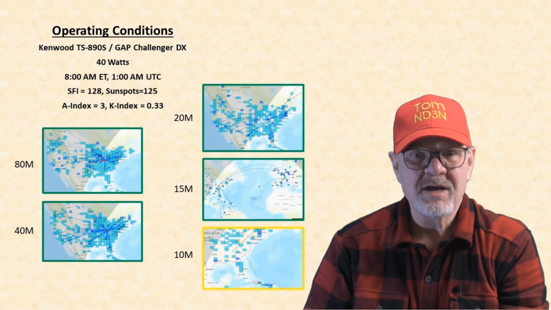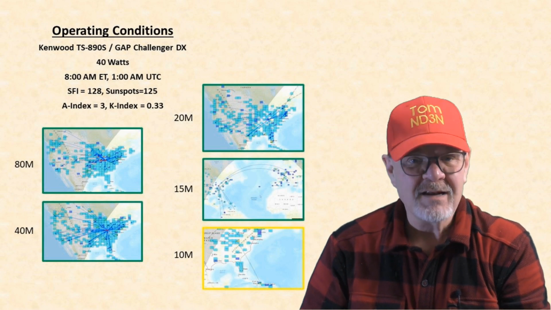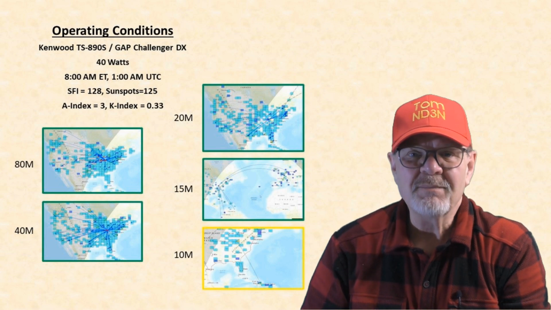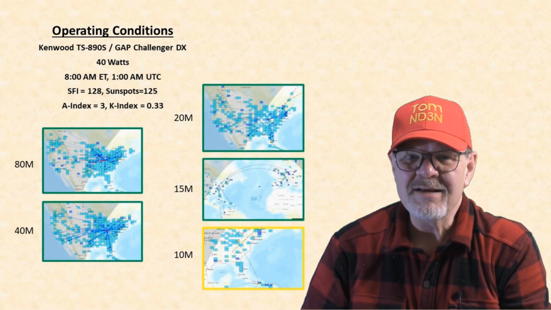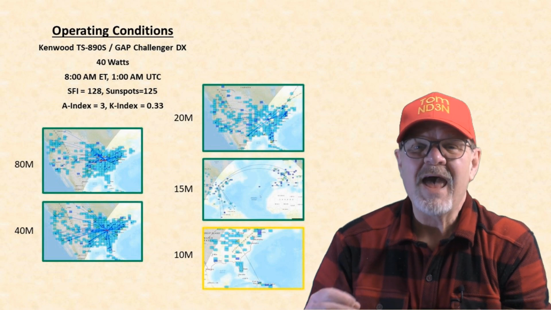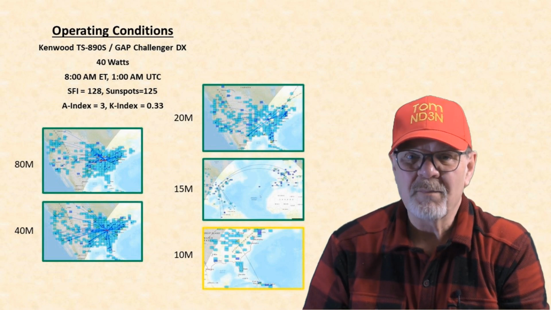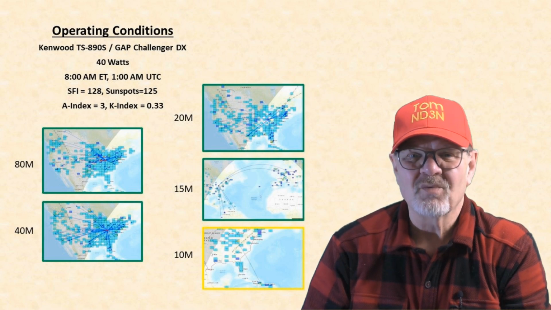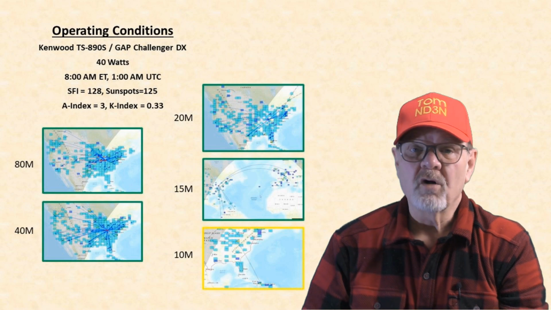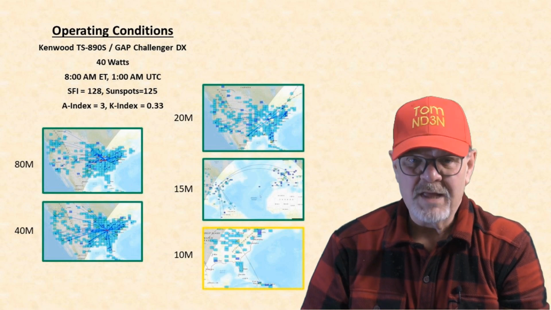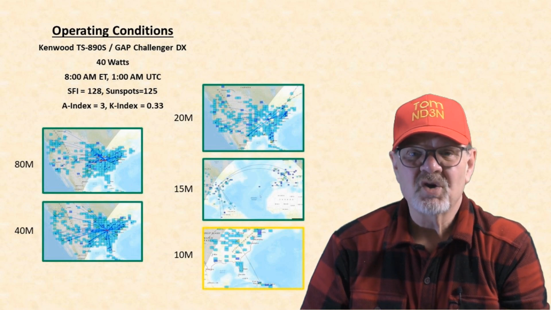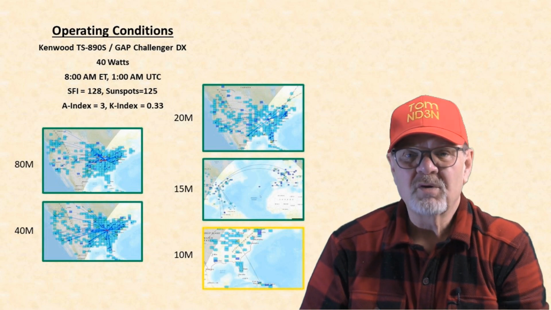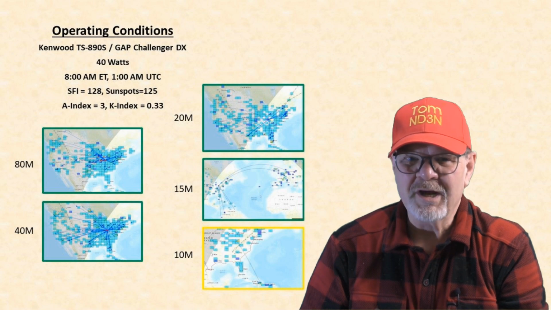At 8 a.m. Eastern or 1 p.m. UTC on Sunday, the solar flare index is reading about 128 and the sunspot number remains at 125 as it has throughout the rest of this video. The planetary A index was 3 and the K index was 0.33. All the bands show some activity, with 80 through 15 meters showing healthy results, while 10 meters had a single report between my home and Puerto Rico.